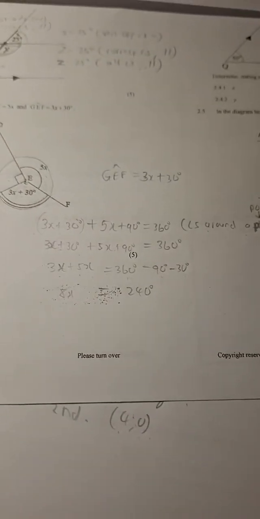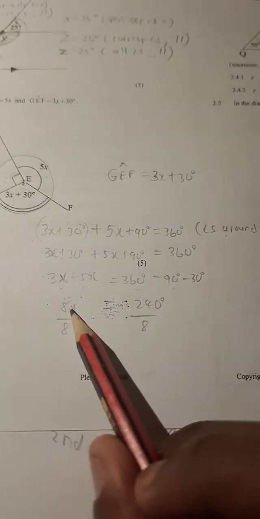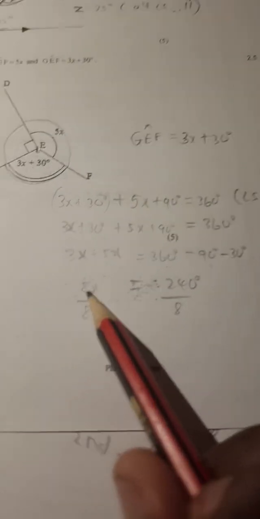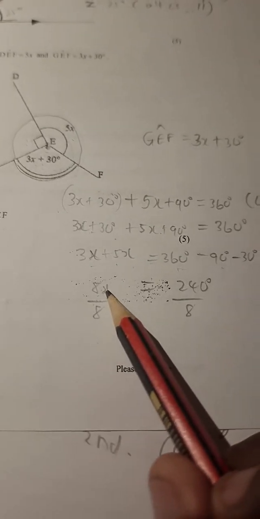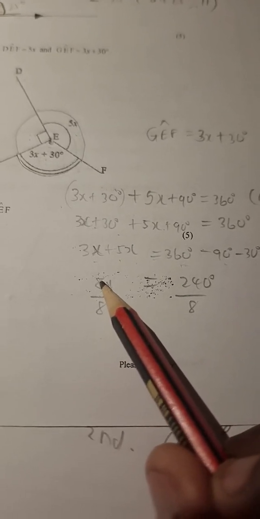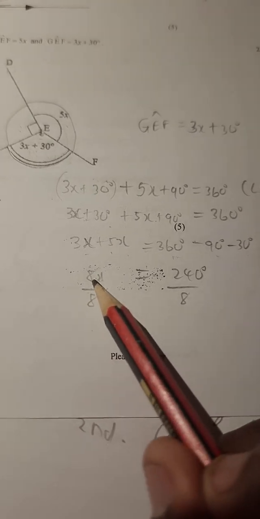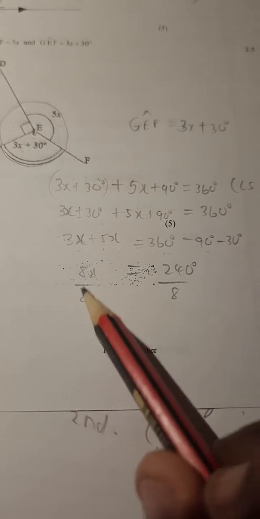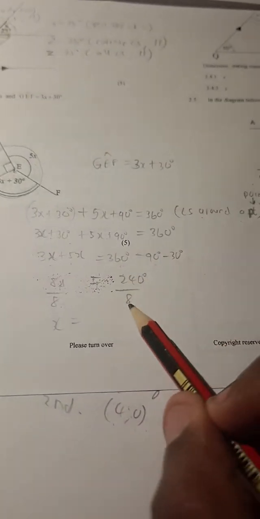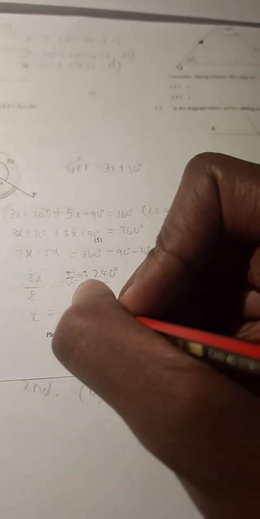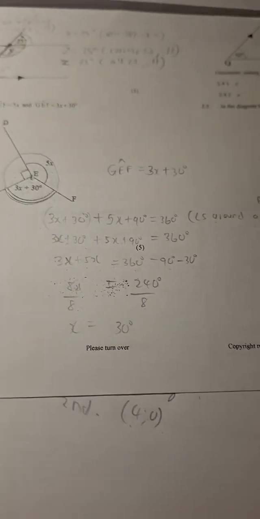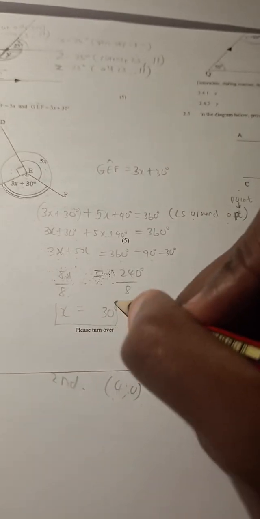240 degrees. We go ahead and we divide both sides by what? The coefficient of x, which is 8. Remember, guys, in grade 8, in grade 9, term 1, term 2, you learned about the coefficient of the variable. The 8 is multiplied by x, so you divide both sides by the coefficient. You get x is equal to, what's 240 divided by 8? You get 30 degrees. x is 30.